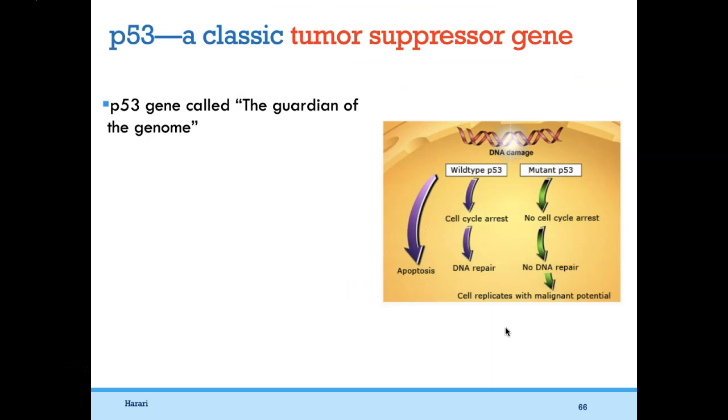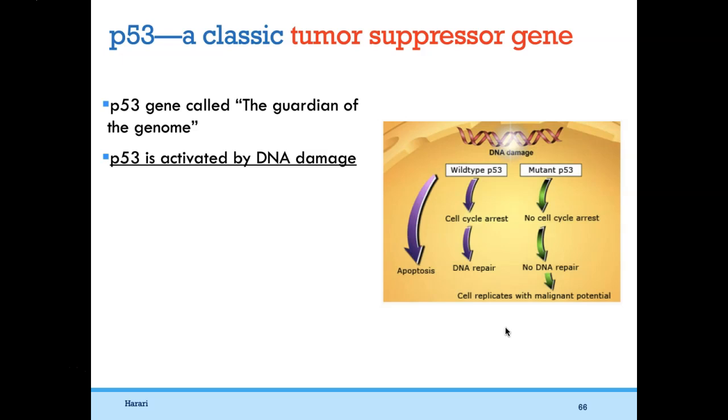One tumor suppressor we should all be very thankful for is called P53. One of the most important genes to understand. P53 is called the guardian of the genome. And it's a very important title because it has a very important role.